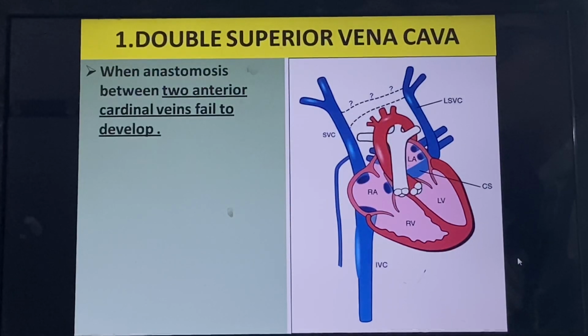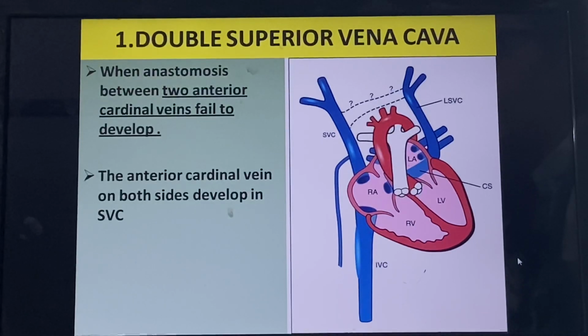When anastomosis between two anterior cardinal veins fails to develop, it means no anastomosis is formed. So two anterior cardinal veins lie independently. The anterior cardinal vein on both sides develops into superior vena cava, you can see in the diagram. So these are two anterior cardinal veins. The anastomosis between them failed to develop. So these are two independent veins now.